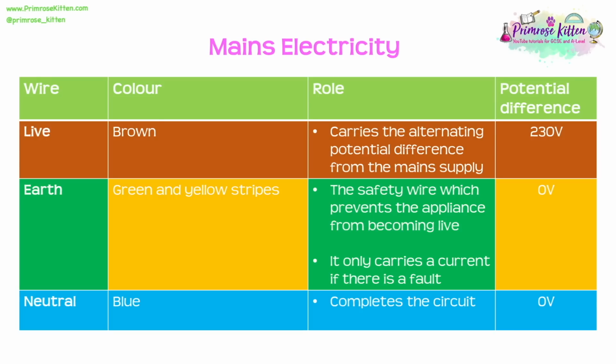So the live wire is the most dangerous wire. It carries the alternating potential difference from the main supply. So it carries a voltage of 230 volts.